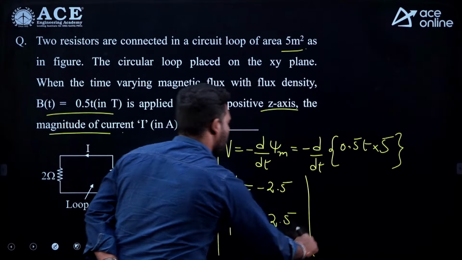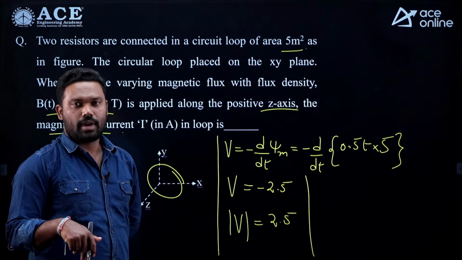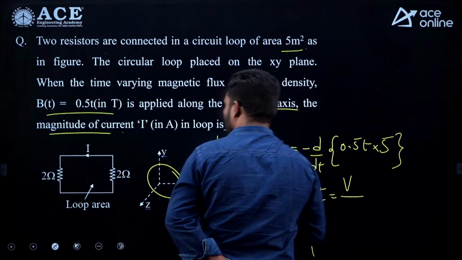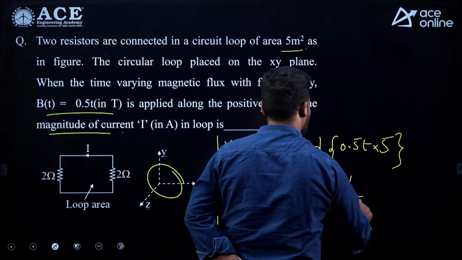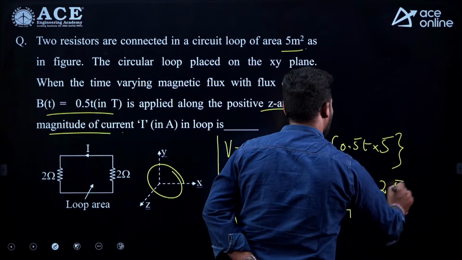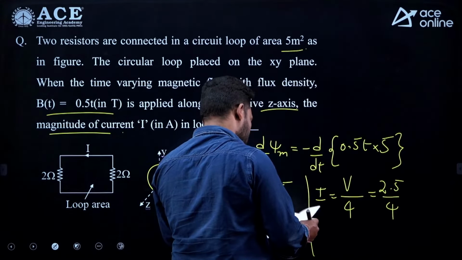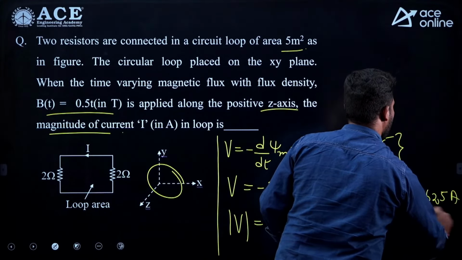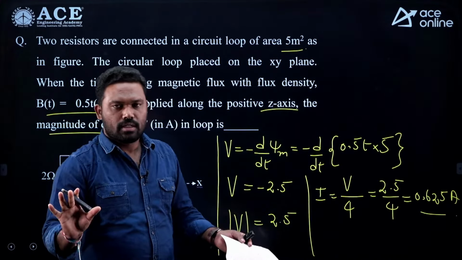Fine guys. So this is a voltage which is induced over the loop. So what is the total current flowing through this one? It is V by total resistance. What is the total resistance of this one? It is 4. So it is 2.5 divided by 4. You can check this value. This value is 0.625 amperes.